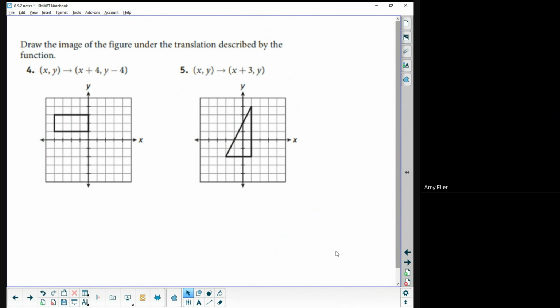Now the directions are going to sound tricky. They're really not. There's just some vocab up there. Let me read it. Draw the image of the figure under the translation described by the function. So if we break that down, draw the image. We have the pre-image. We're drawing the image of the figure under the translation. So we're sliding it, described by the function. These are what we call functions or rules. So it's basically saying slide that around to get your new picture.